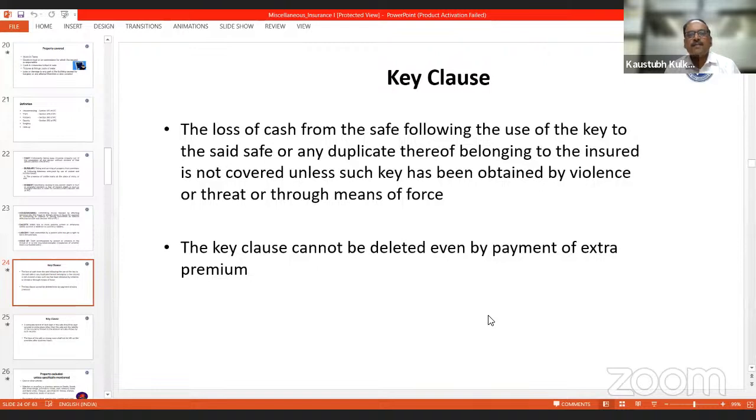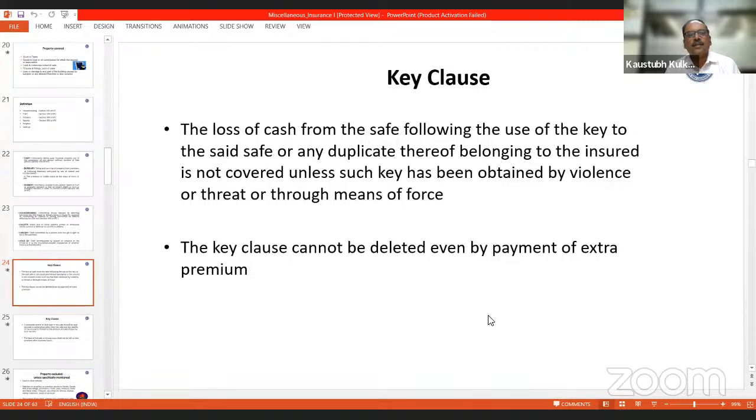So these keys have to be obtained by violence or threat. Suppose the keys are taken by an unlawful person by some mischievous means, or the keys are misplaced by the insured person. In these cases, whenever the keys are misplaced and used for any burglary, then this key clause will come into the picture and the claim is not payable. But yes, if the keys are obtained by violence or threat or any means of force, and such keys are used for doing the burglary, then in these cases the key clause is very important.